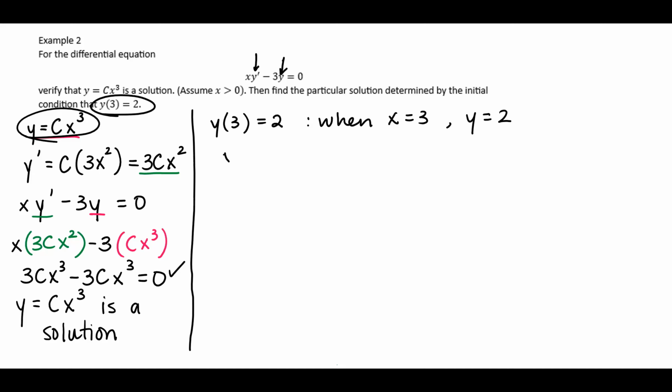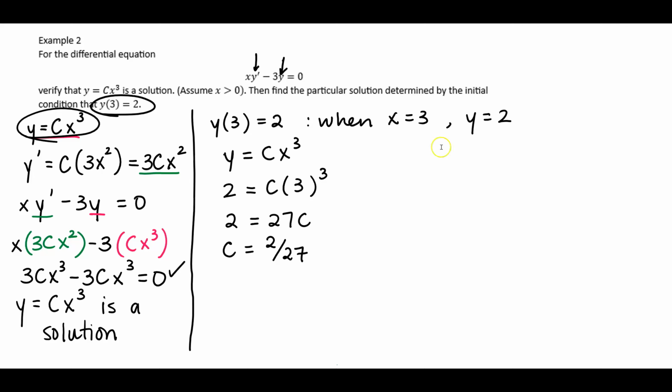So I'm going to write the original equation, the solution of this differential equation, y equal to cx cubed, and I'm going to plug in 2 for y, and I'm going to plug in 3 for x. And we're going to solve for c. So we get 2 is equal to 27c, and then I will divide both sides of this equation by 27 to see that c is equal to 2 divided by 27.